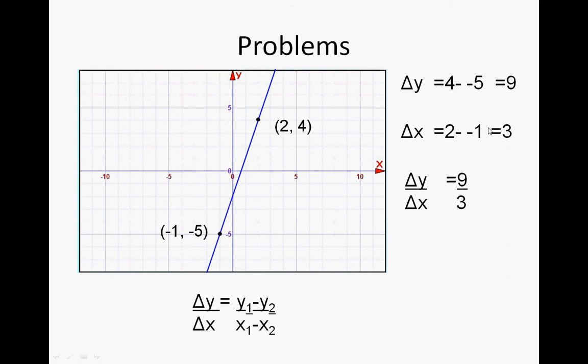You don't want to mix them up, because then you wouldn't get the right answer. Then this one would be negative. Negative 1 minus 2 is negative 3, and then my answer would be negative, and that's just not right, because this is obviously a positive slope.